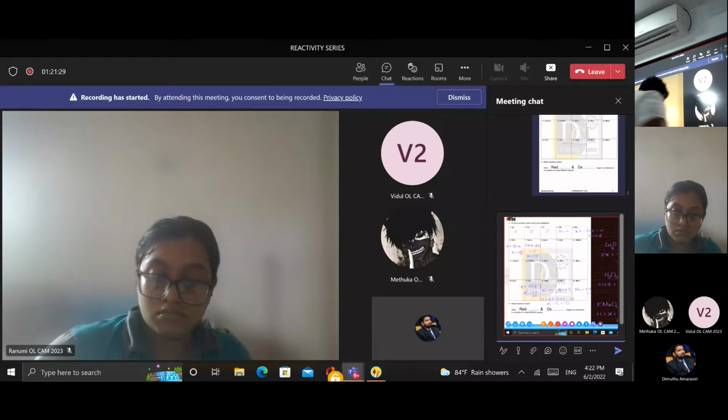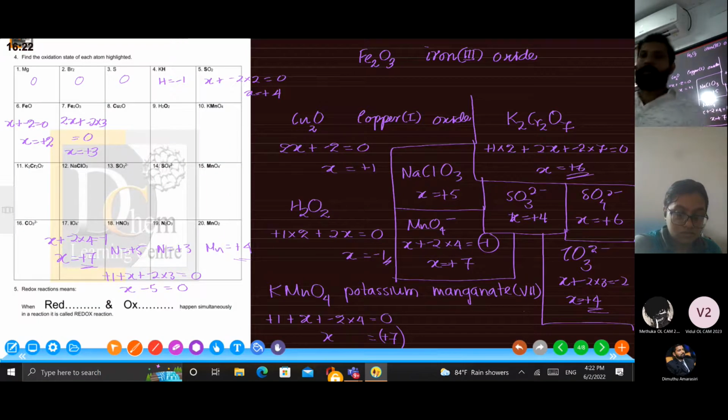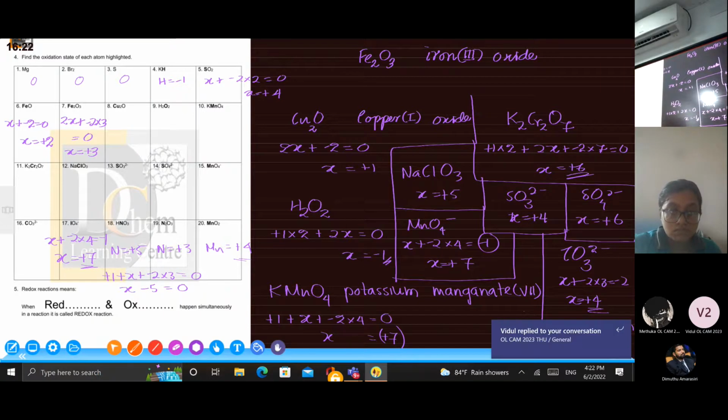Redox reaction means reduction and oxidation happen simultaneously in a reaction. It is called a redox reaction. The red is reduction, ox is oxidation. So is it redox or redux? Yeah. So, reduction.